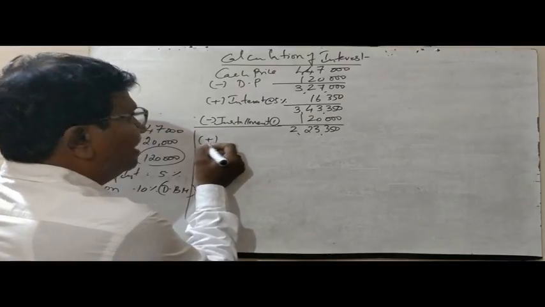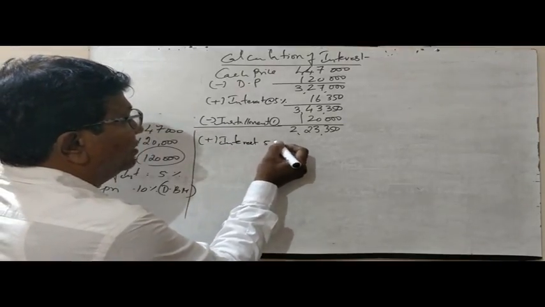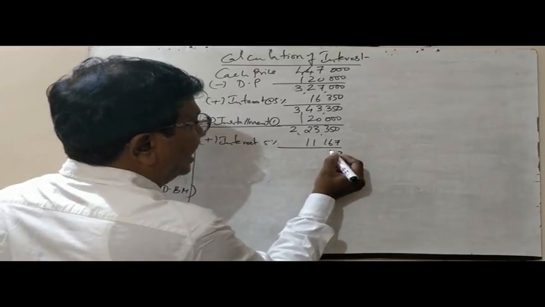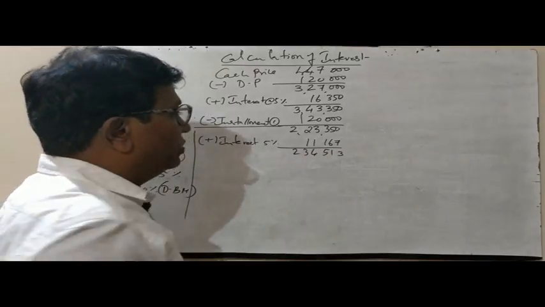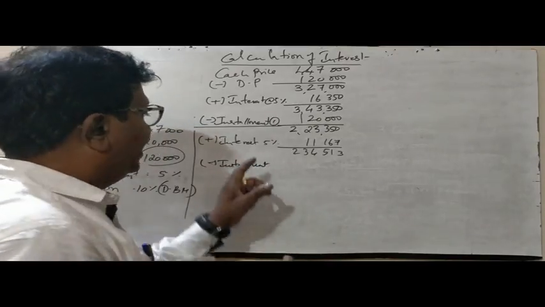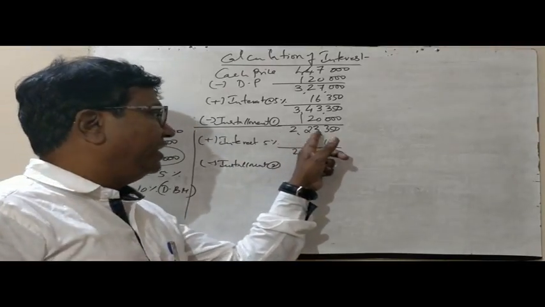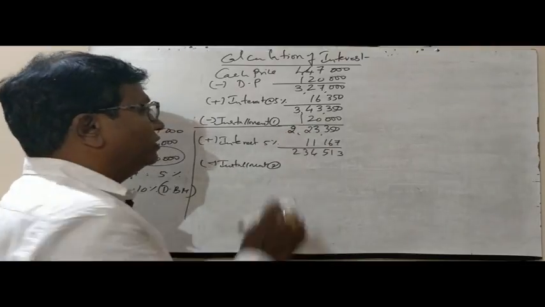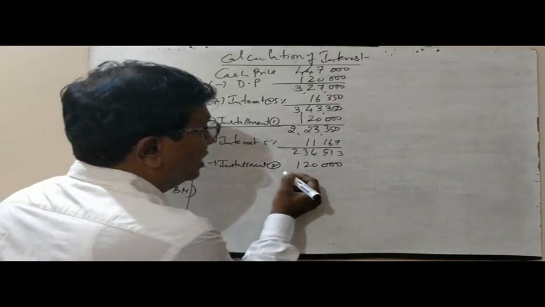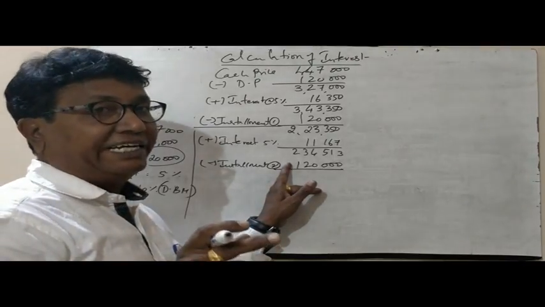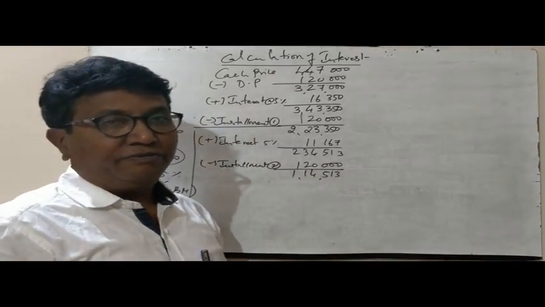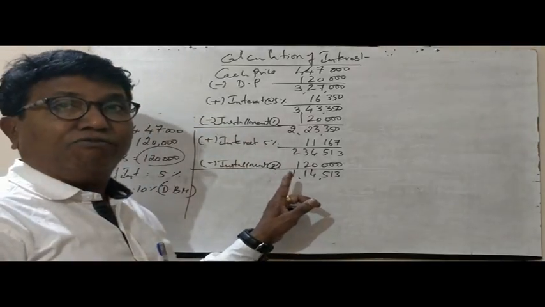Now again, that is the second year, at the end of the second year, we need to calculate interest at 5%, that is 11,167. Now let us add this up, 2,34,513. Again deduct installment number 2. See, this is the amount of interest for the second year on the outstanding balance of 2,23,000. The total of that is 2,34,513. Now we need to deduct the second installment amount of 1,20,000. Again in this 1,20,000 interest and cash price both are included. If you deduct it, you get 1,14,513. So this will be the balance at the beginning of the third year.